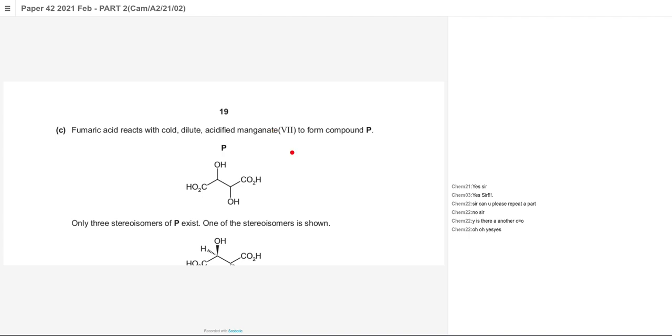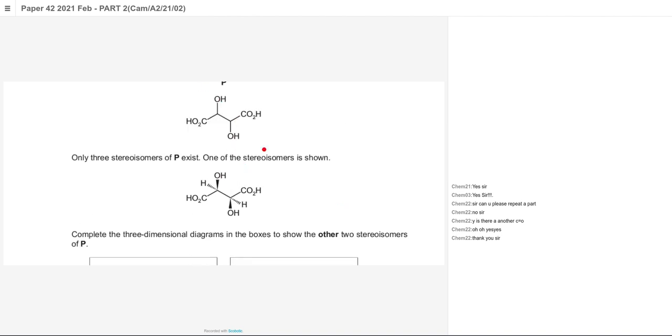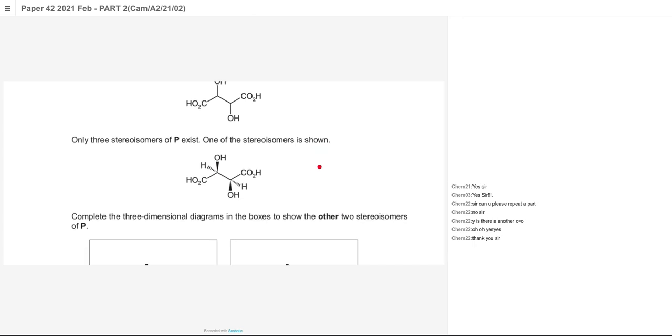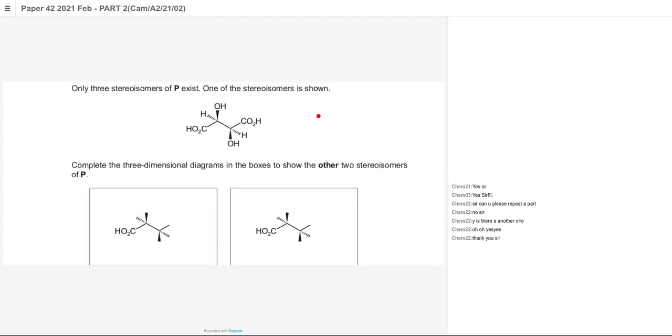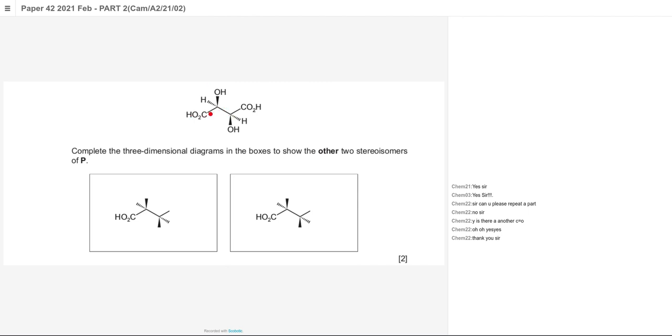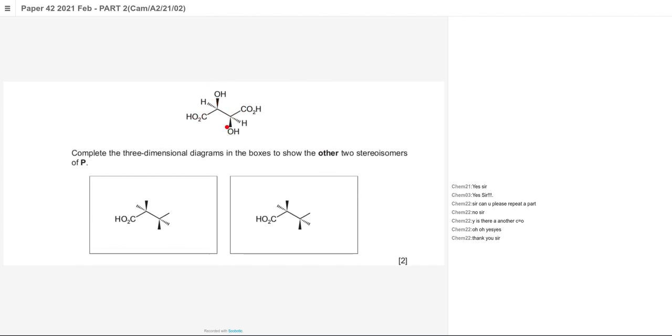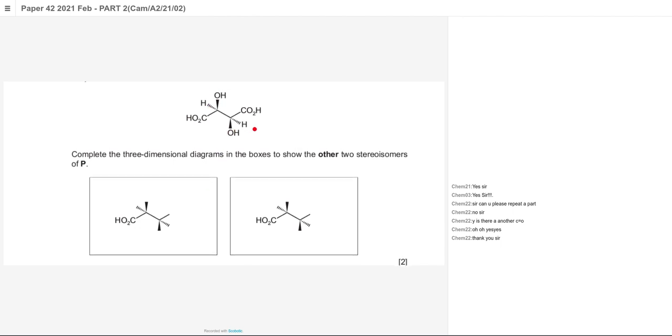Fumaric acid reacts with cold dilute acidified permanganate to form compound P. Yeah, diol. You can see a diol, 2 OH groups added, right? Only 3 stereoisomers of P exist. One of the stereoisomers is shown. You can see here the carboxylic acids are on the plane of the board, and the OH groups are coming out of the plane of the board, and the H are going inside the plane of the board, right?